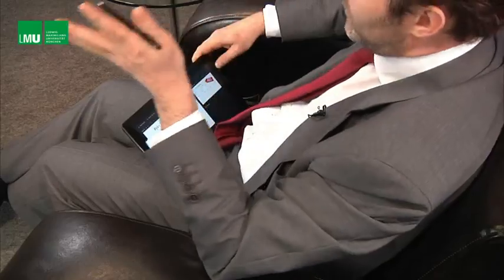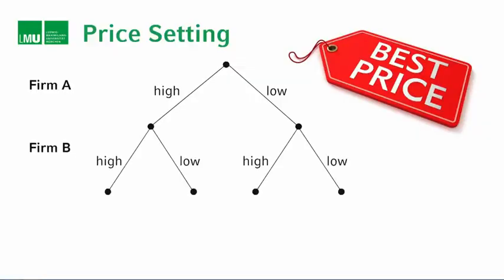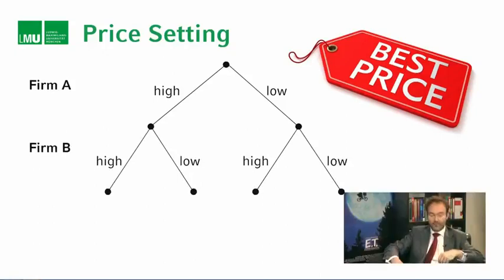Let's use backward induction again for another game. Okay, it's a game of price setting. Firm A can choose a high price or a low price. Firm B can make their decisions dependent on what Firm A has done. So they can choose a high price if Firm A has chosen a high, or they can choose a low price, and so on and so forth.